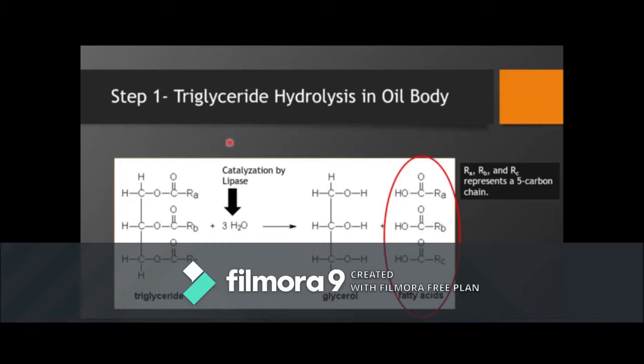The first step is triglyceride hydrolysis in the oil body. Note that Ra, Rb, and Rc represent a 5-carbon chain. Triglyceride is combined with 3 waters, a hydrolysis by lipase, which comes from the oil body membrane. Once this is completed, it becomes glycerol and the fatty acids. These are the fatty acids that will be transferred into the next step.